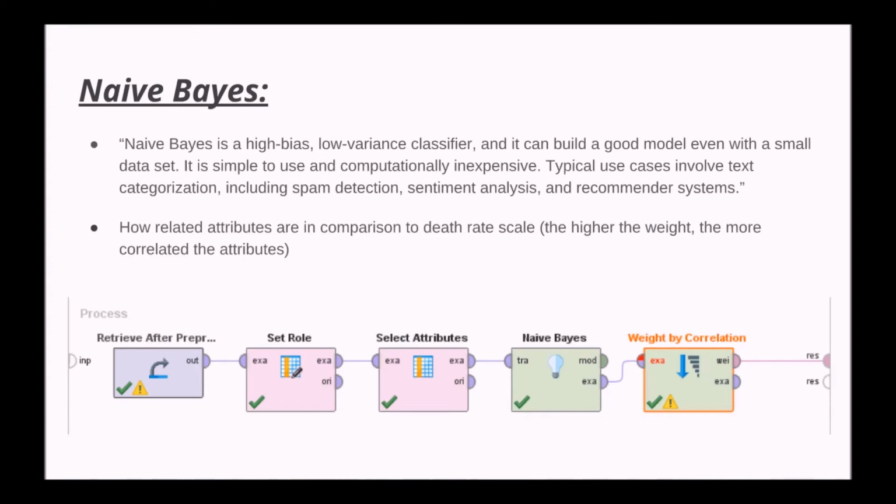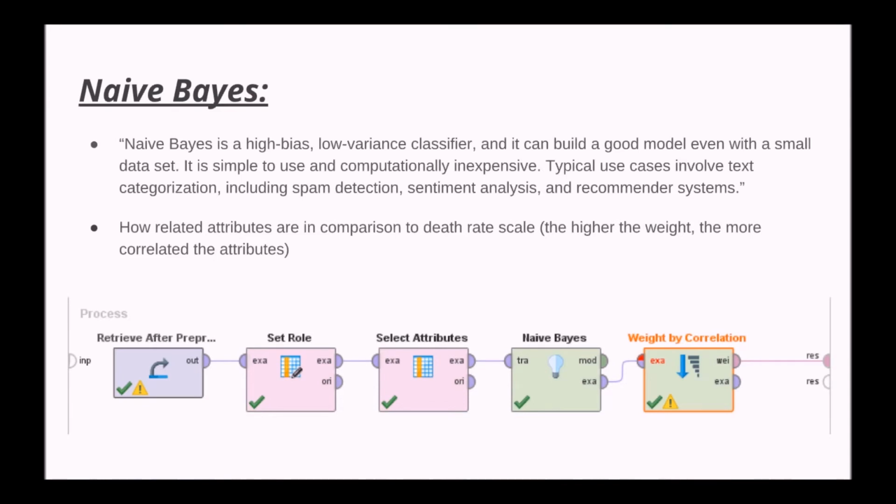I don't know if there's a better definition than that for what we're doing here. But basically it looks at how related attributes are in comparison to death rate scale. The higher the rate, the more correlated the attributes.